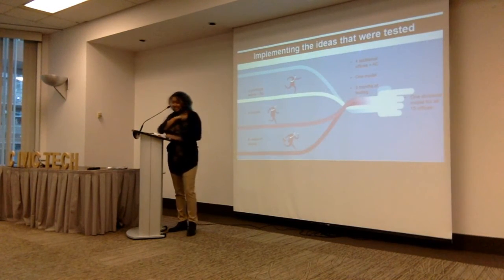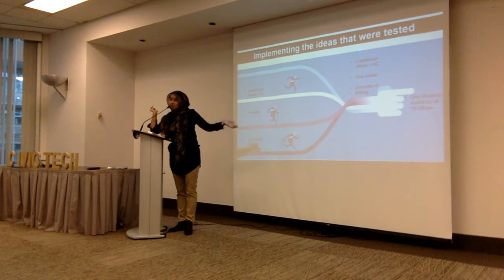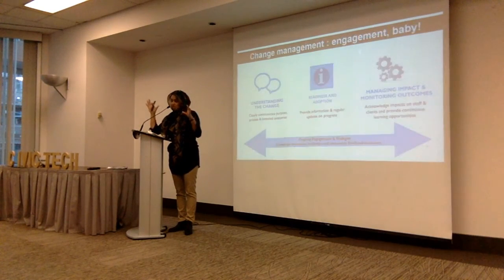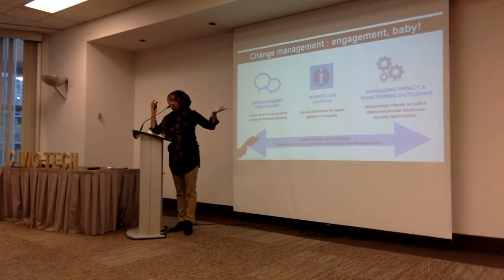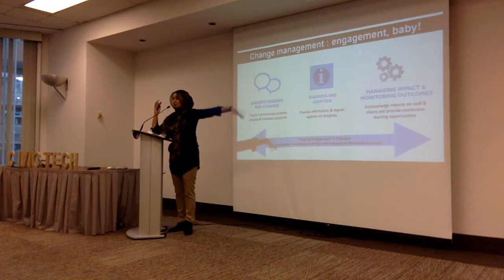So, implementing the ideas that were tested. We had 4 prototype teams, plus the application center, with 4 models, with 8 weeks of testing. We took the best features from those models, and we got the staff to tell us what actually works well and what doesn't work well for the entire division. Using those best features, we came up with one consistent model that was tested at 4 additional offices and the application center for 3 months. The learnings and the evaluation from that is informing the one divisional model for all 15 offices.